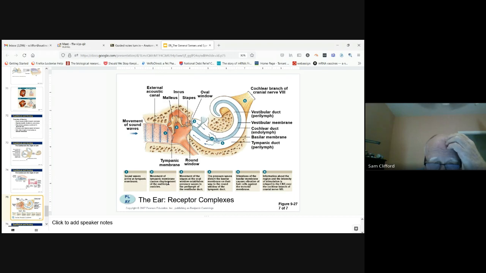So movement of the tympanic membrane is going to cause movement of the auditory ossicles. The movement of this stapes on the oval window establishes a pressure wave in the vestibular duct. The pressure waves distort the basilar membrane, which has the organ of Corti all along it. The vibrations cause hair cells to vibrate against the tectorial membrane, and information about the intensity, the loudness, and the frequency is conveyed to the central nervous system based upon the location of these waves on the organ of Corti on the basilar membrane.